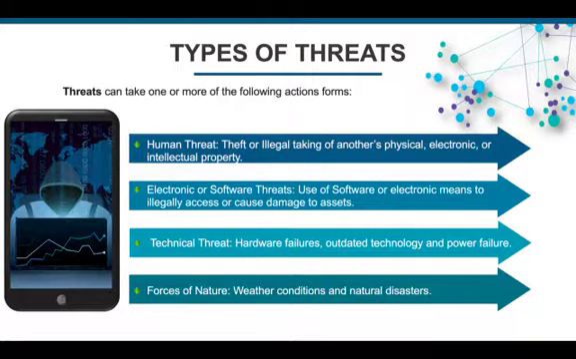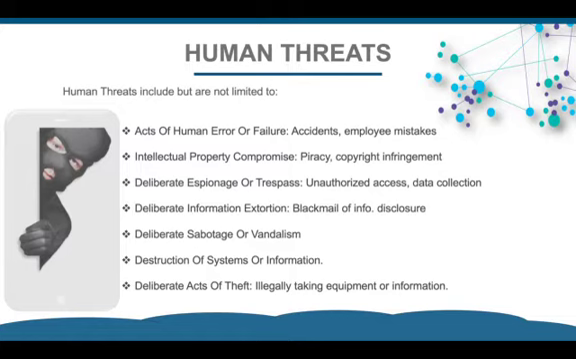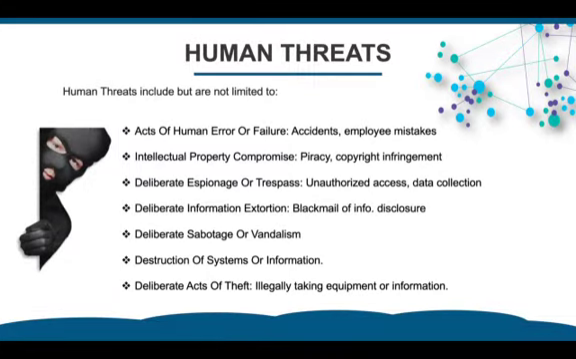Forces of nature could be weather conditions, natural disasters. And then when we start with the human threats, we are saying that human threats include but are not limited to acts of human error or failure. So human threats could come in the form of accidents or mistakes made by an employee. And then we have intellectual property compromise, like piracy, copyright infringement, and all. Then deliberate espionage or trespass.